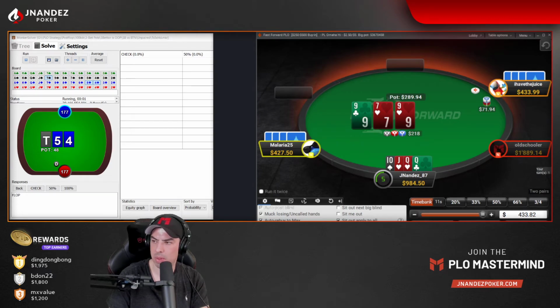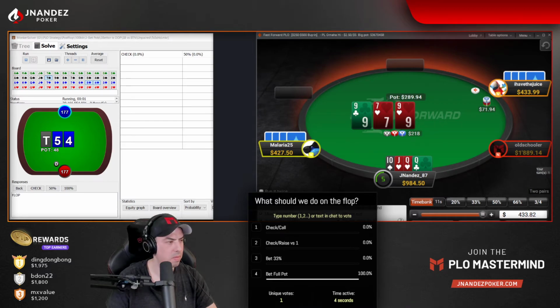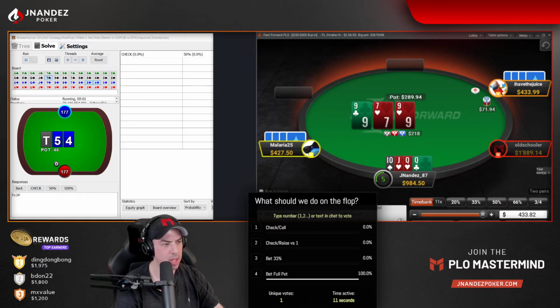bet 33% or bet full pot. So what should we do on the flop, guys? First to act. Should we check? Or should we go for the bet, guys? 1, 2, 3, 4. Let us know.